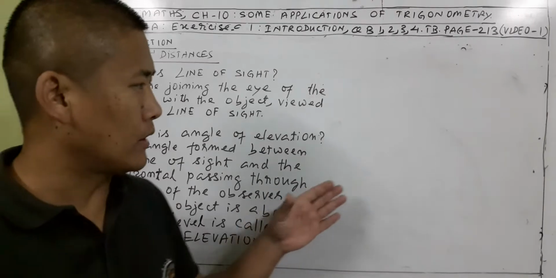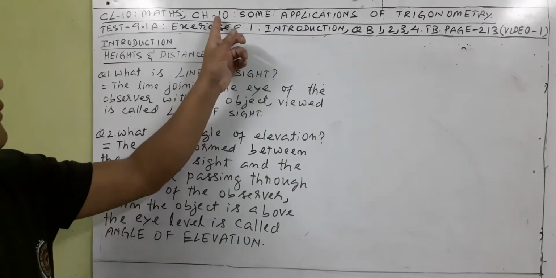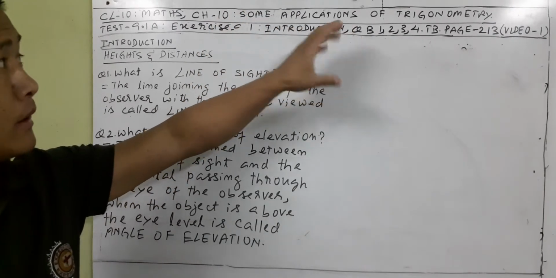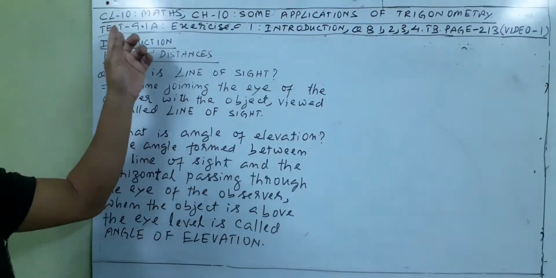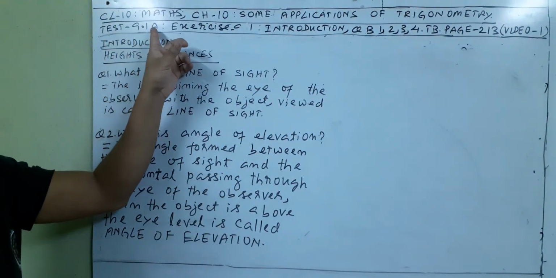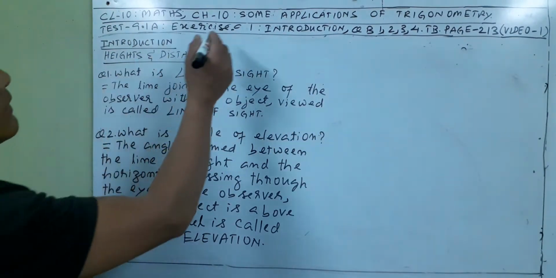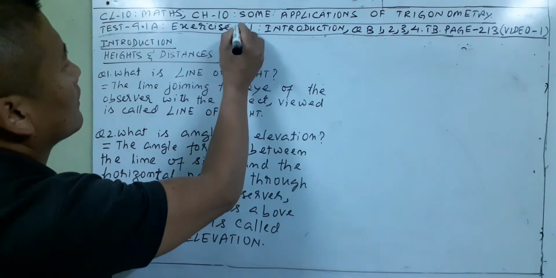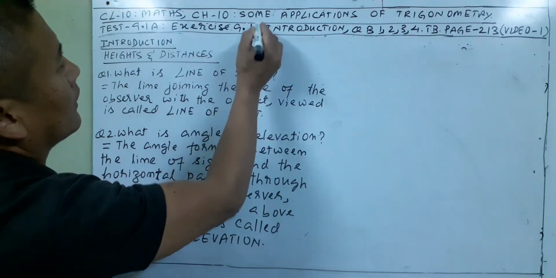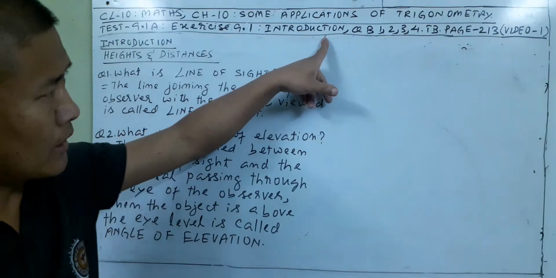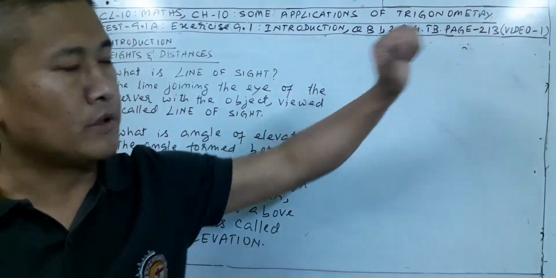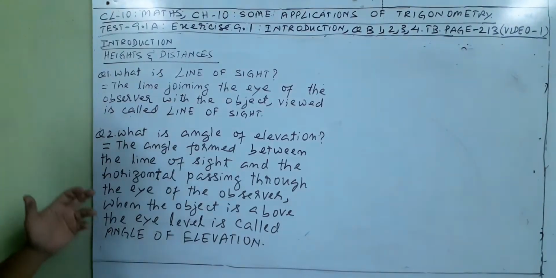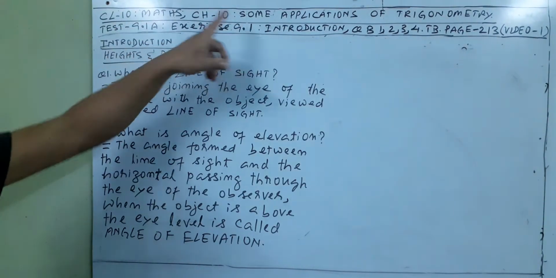Okay, so we're going to start chapter 10 in class 10 maths, some applications of trigonometry. The first portion will be the test 9.1A, which includes the exercise. Here, exercise 9.1 and introduction, start with that, and B1 2 3 4 question. All these questions are on page 213. Okay, video 1. Now we'll start with the introduction.